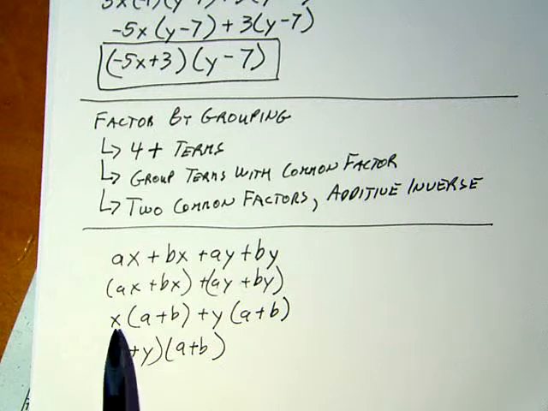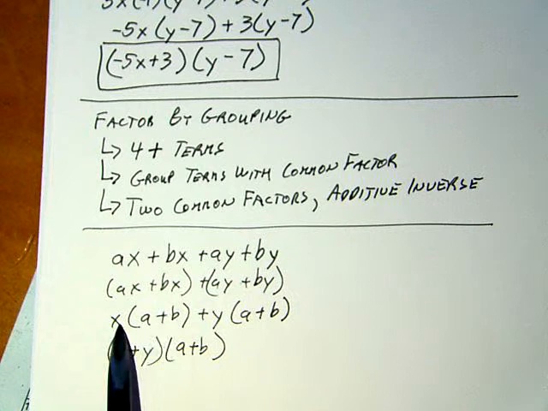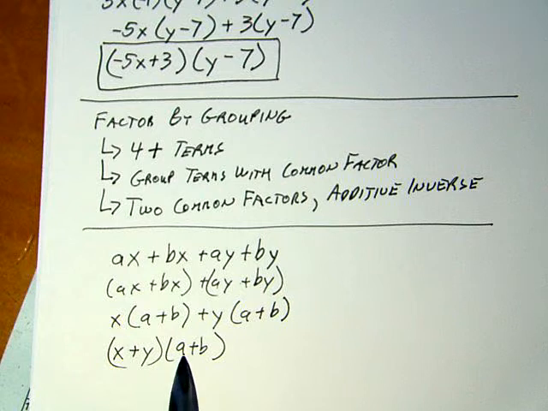So let me explain that again. Once I've grouped with my common factors, then I can pull the x out of the first group, the y out of the second group, and I get x plus y times a plus b.